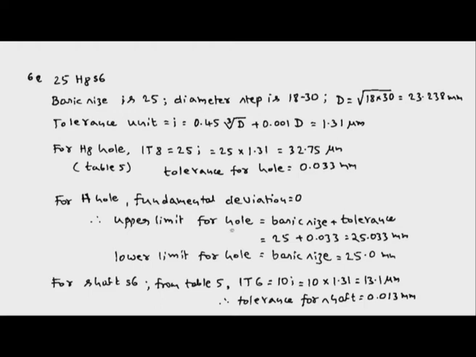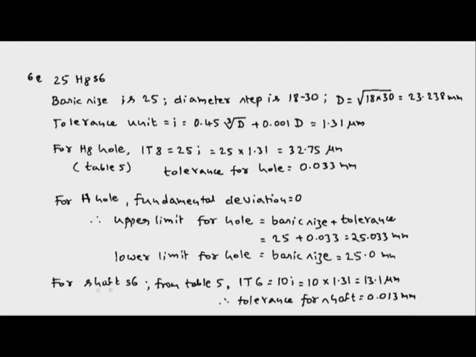So, the upper limit for the hole is equal to basic size plus tolerance value, that is equal to 25 plus 0.033 millimeter, which is nothing but 25.033 millimeter is the upper limit of the hole. And since the fundamental deviation is 0 for H hole, the lower limit for the hole is equal to basic size of the hole, that is 25 millimeter.